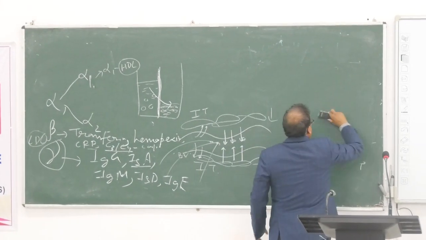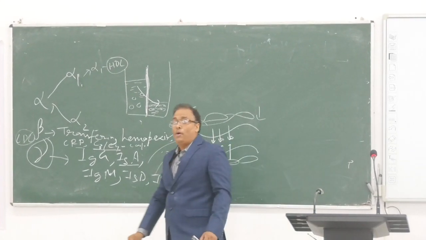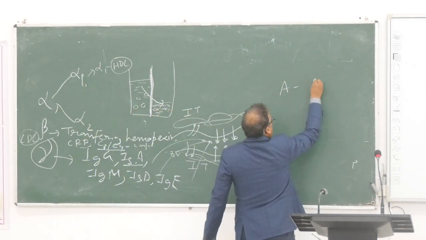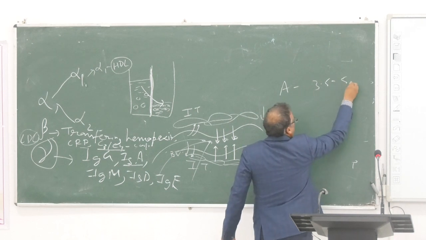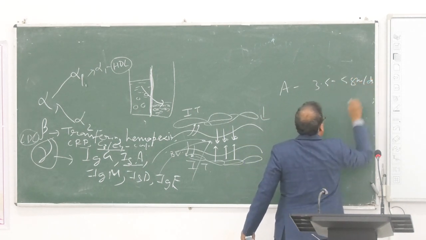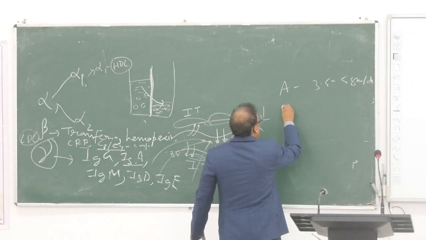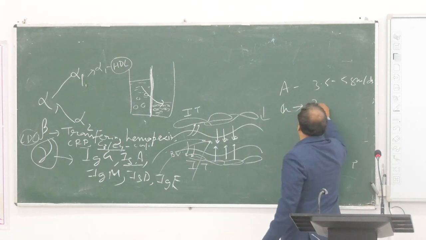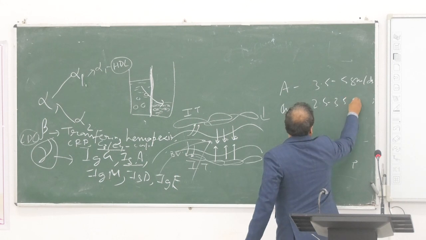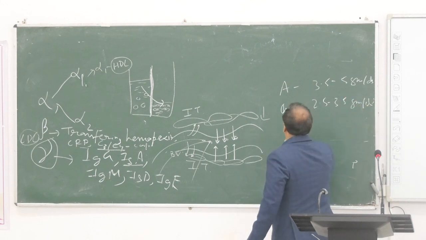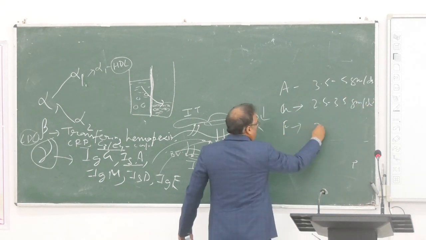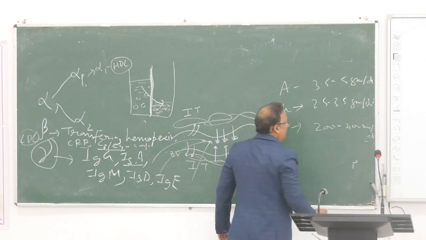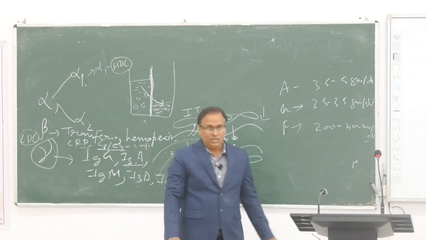Albumin normal level is 3.5 to 5 gram per DL. Albumin is 3.5 to 5 gram per DL, that is per 100 ml. And globulin — how much is there? 2.5 to 3.5, again gram per DL. Fibrinogen, how much is there? 200 to 400 mg per DL. This is mg, not gram.